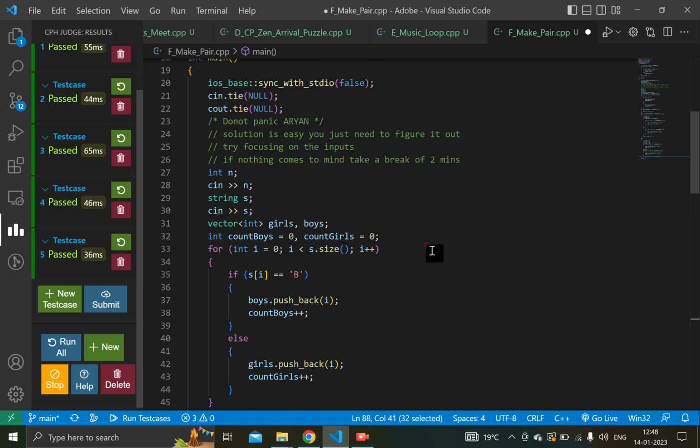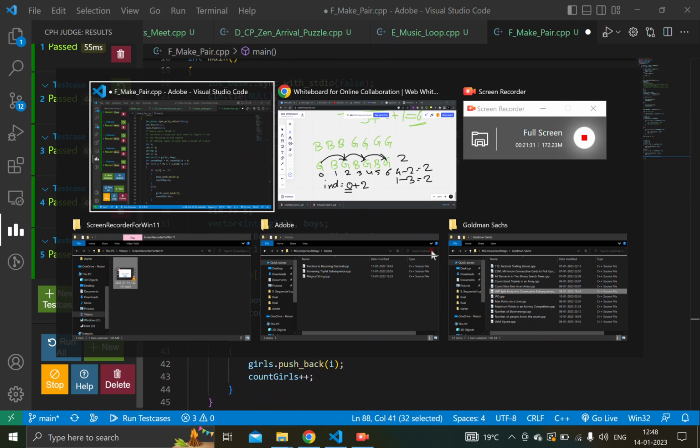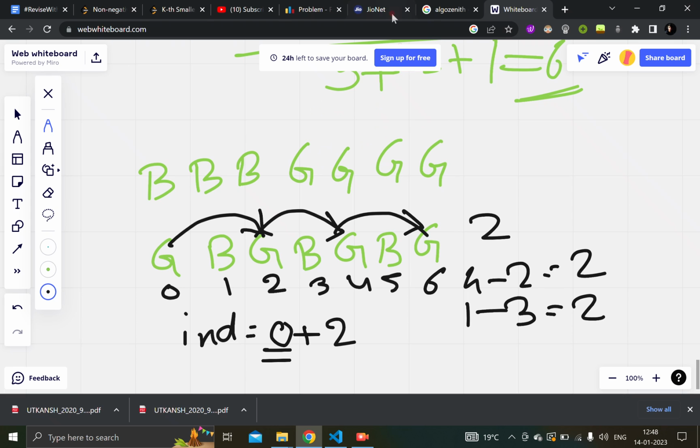So this was the entire code. Hope I was able to explain the solution to you.